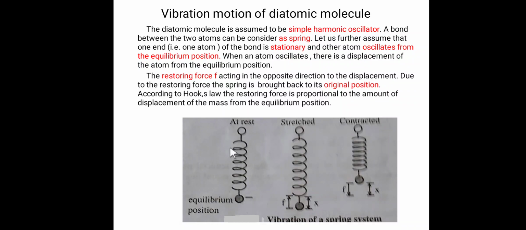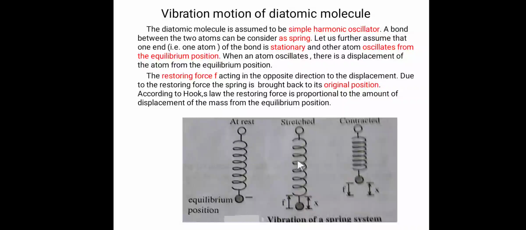So let us consider this diagram. Here this is the at rest position, this is the first atom, and this is the second atom, and this is the equilibrium position. One atom or one end is stationary, while the second atom can oscillate from the equilibrium position. When the atom oscillates, there is a displacement of the atom from the equilibrium position. The restoring force, F, acts in the opposite direction to the displacement. Due to the restoring force, the spring is brought back to its original position.